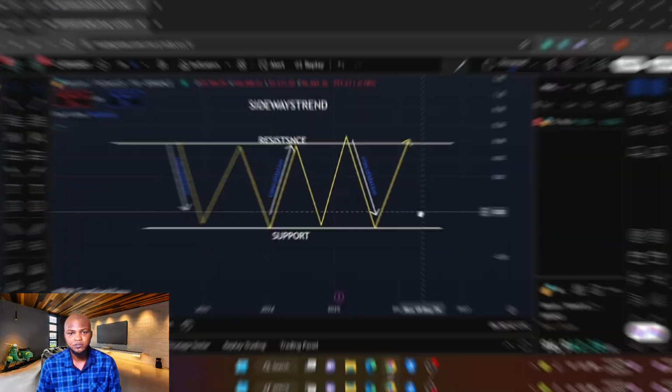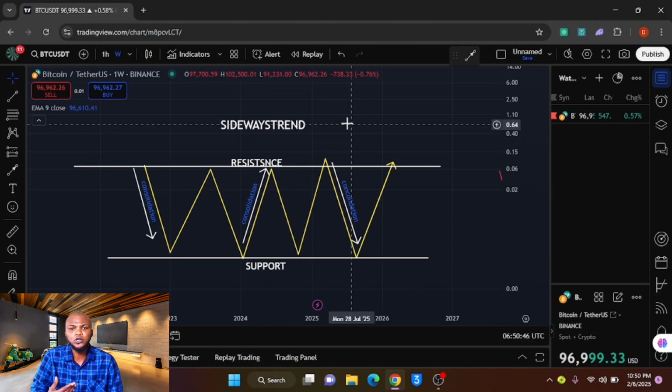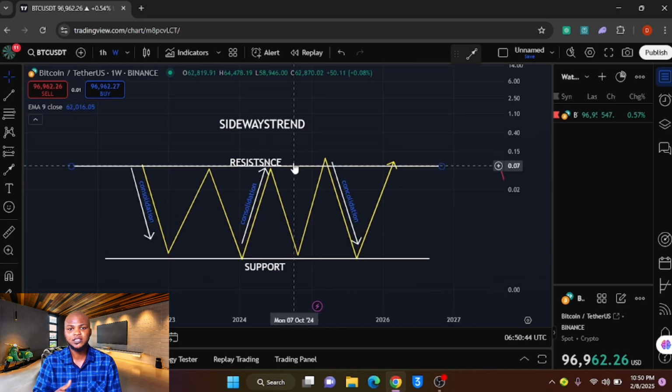Have you noticed how prices bounce off the same level? That is what we call support and resistance. Support is where the buyers pump in and stop the prices from falling further. Resistance is the level where sellers push back to keep the price from rising.